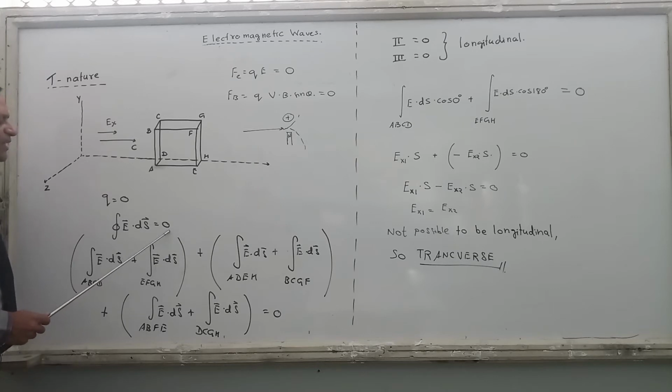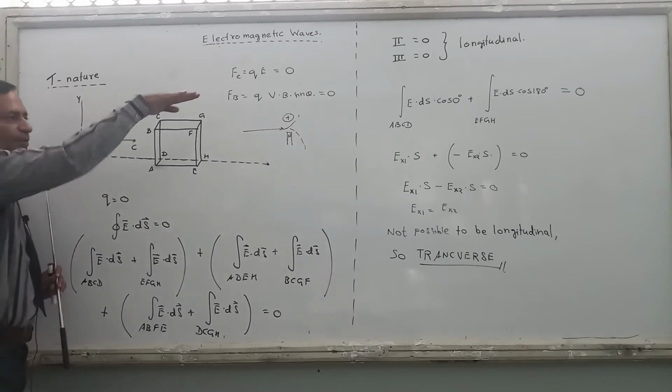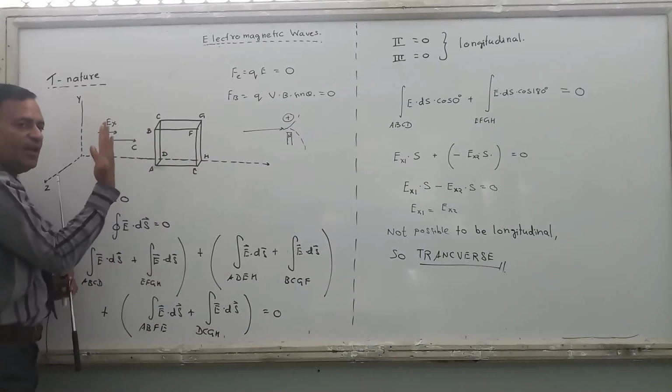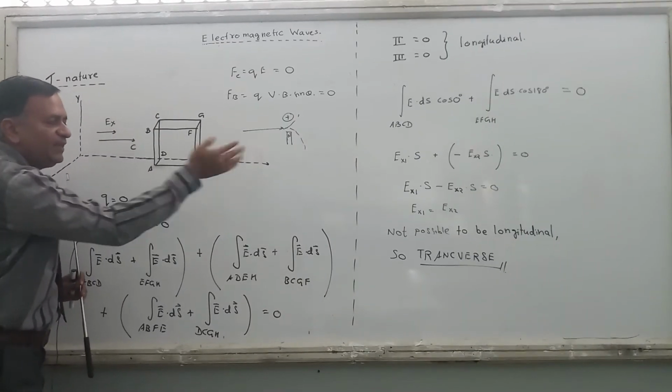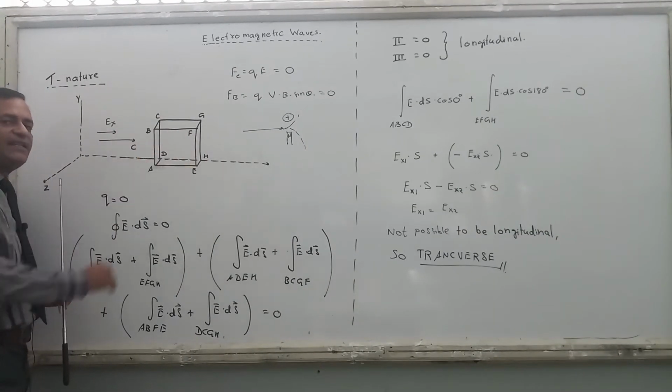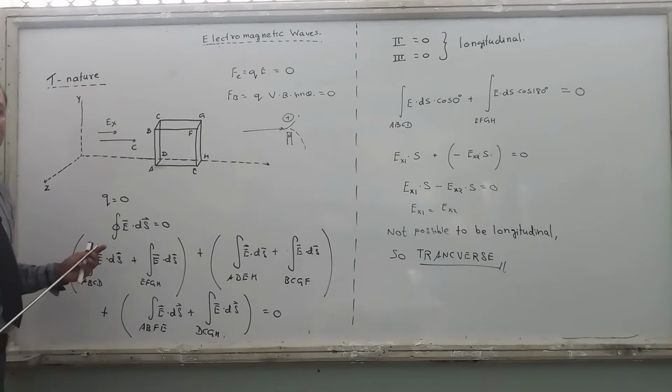Now why have I written 0? Because it is Q upon epsilon 0, and Q will be equal to 0. Now, in this cuboid, how many surfaces are there? There are 6 surfaces. Which ones? The top, the bottom, the rear, the front, the left side and the right side. Just like we have 6 surfaces inside a room, we have 6 surfaces for this Gaussian surface.